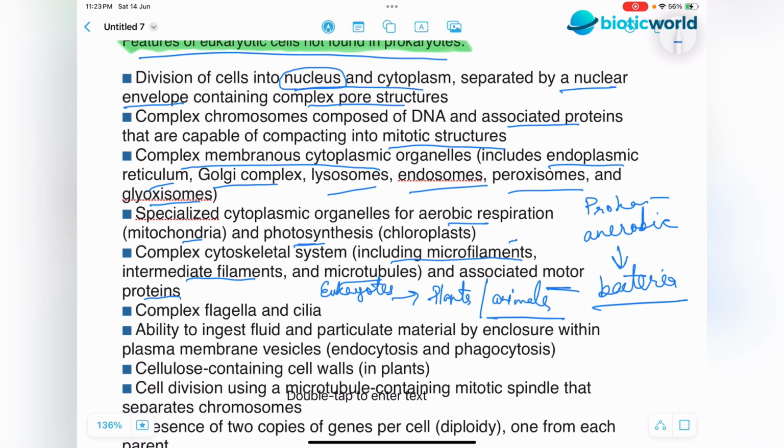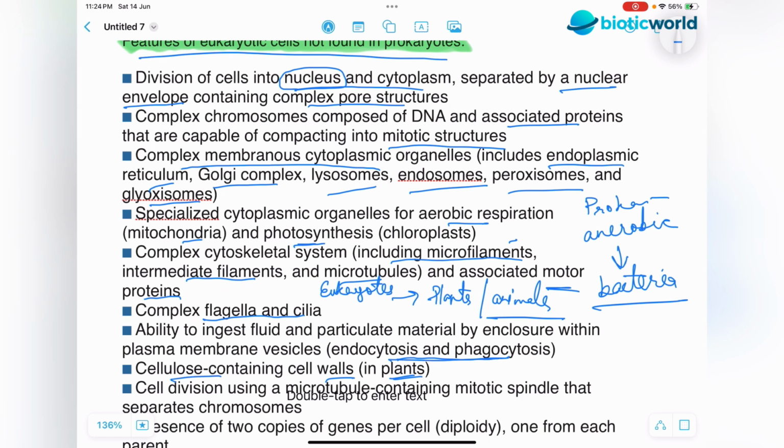Next we have the complex flagella and cilia. Another feature is the ability to ingest fluid and particulate materials by enclosure within plasma membrane vesicles, endocytosis and phagocytosis, and cellulose containing cell walls in plants. So plants have walls that contain cellulose.